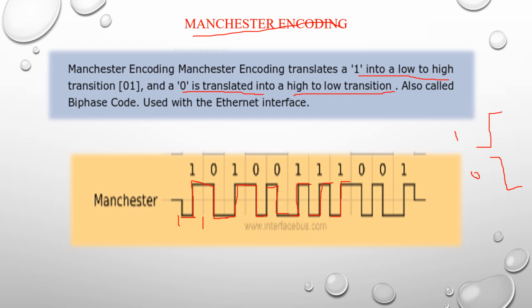So the input bit is 0, the half of the bit duration is positive voltage level and another half is returned to low. The next bit is 0, the half of the bit duration is positive voltage level and another half is returned to low, and the next bit is 1, half of the bit duration is negative voltage level and another half is returned to positive voltage level. So this type of conversion, this type of line coding, we call the Manchester encoding technique.